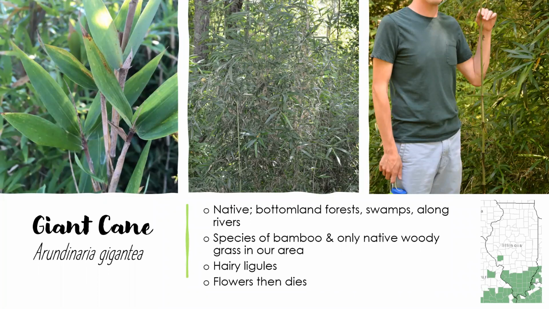And our first grass is giant cane, or Arundinaria gigantea. Giant cane is a native grass that can be found in southern Illinois in bottomland forests, swamps, and along rivers. And it is a species of bamboo and the only native woody grass in our area. In the picture on the top right, hopefully you can see that the stem, or the culm, looks like bamboo.